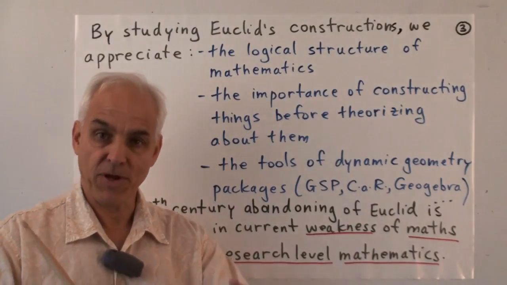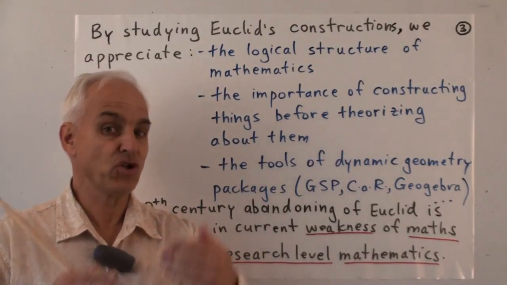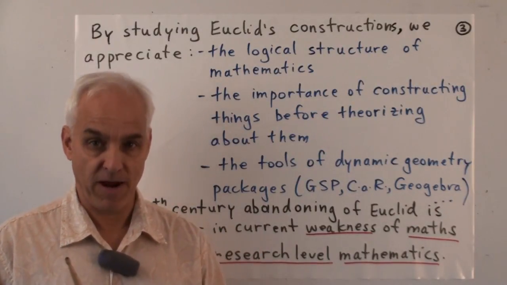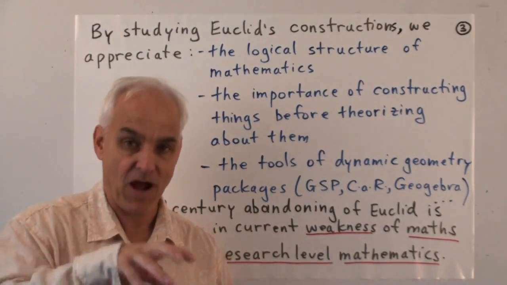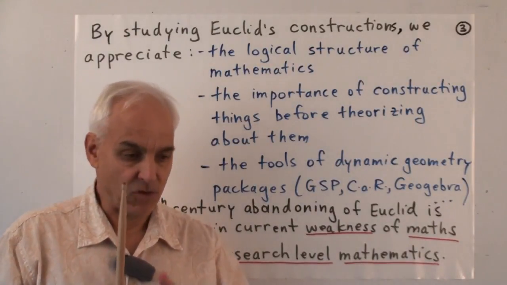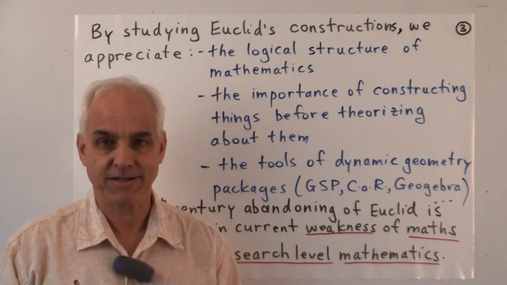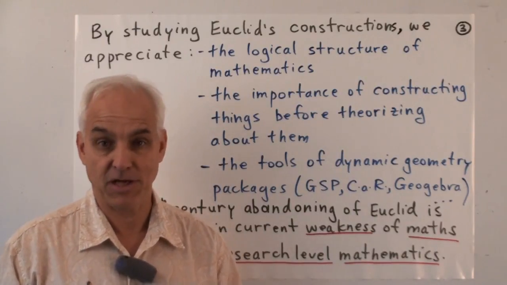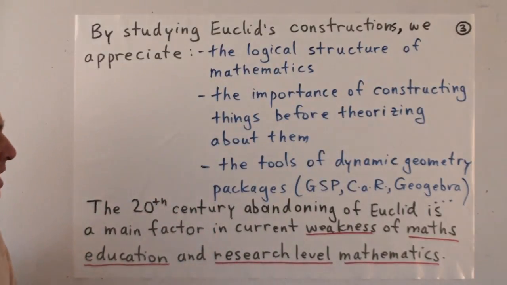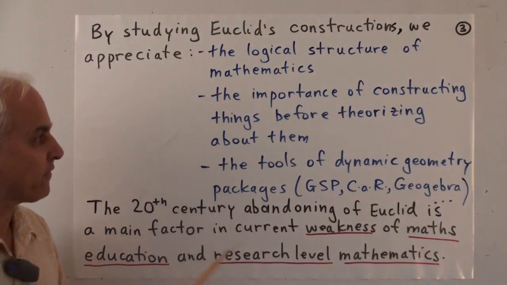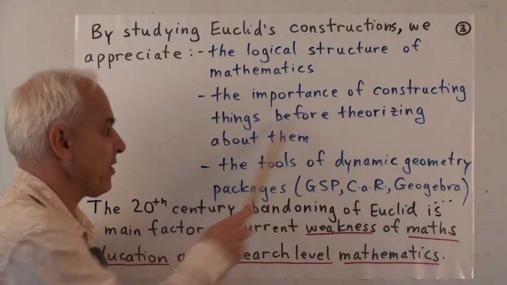We make statements and then we try to prove those statements. The theorems can get more complicated, but each time the proof should rely on what you've already established beforehand. You're never allowed to reach into the hat and pull out a rabbit that you have not yet established. This kind of logical continuity was a model for the way we think about mathematics, very important in the last 2,000 years in terms of the development of mathematics and science. It also teaches us the importance of constructing things or mathematical objects before theorizing about them.